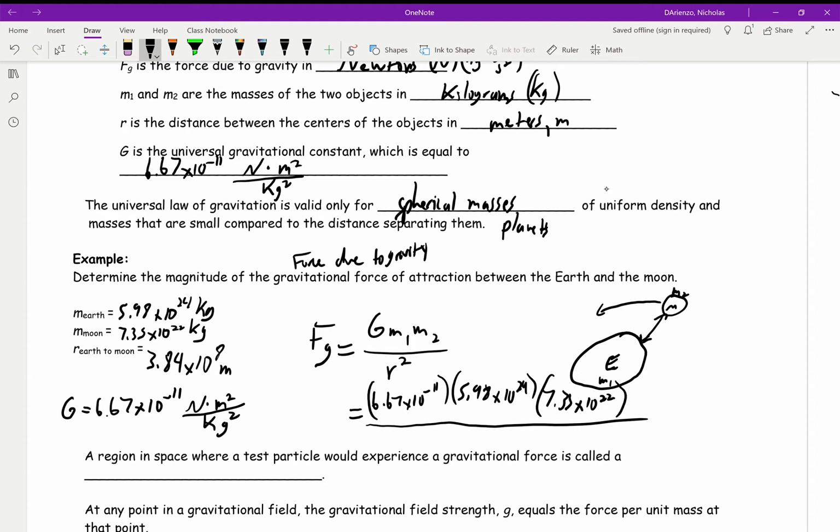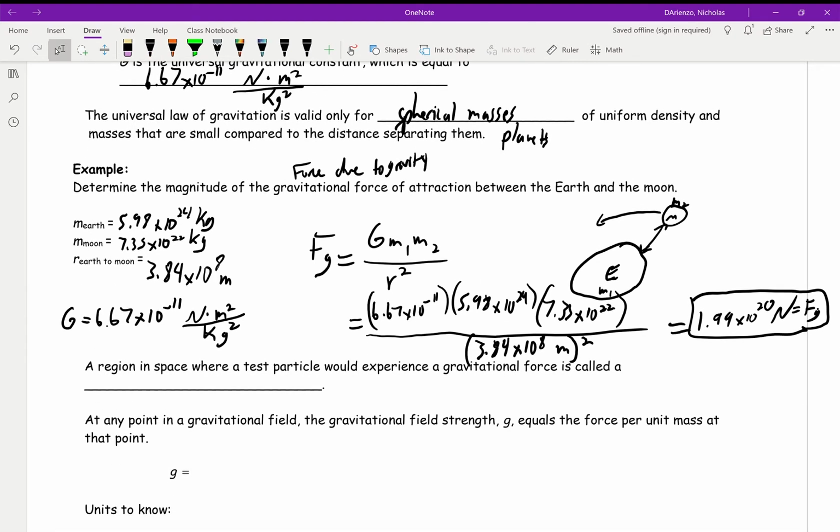And we'll put that all over the distance squared of 3.84 times 10 to the 8th meters. We'll bracket that and square that on the outside. This gives us a gravitational force of 1.99 times 10 to the 20th newtons. And that is our F sub g, or force due to gravity. So that's the attractive force between the Earth and the Moon being applied, depending on your reference point, from the Moon to the Earth, or from the Earth to the Moon.